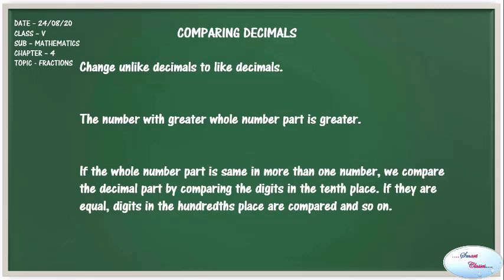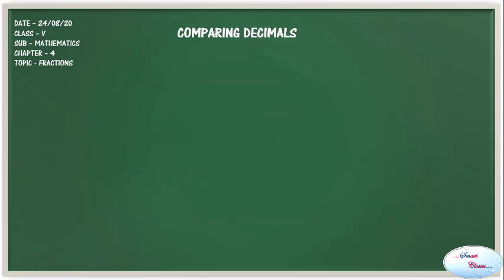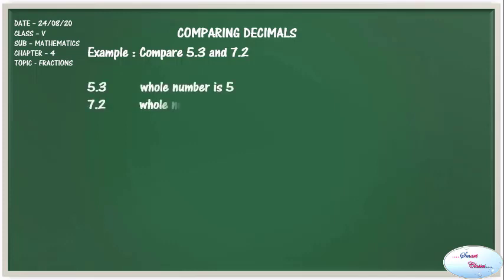For example, compare 5.3 and 7.2. In 5.3, the whole number is 5, while in 7.2, the whole number is 7. Here, it is very clear that 5 is less than 7, therefore 5.3 is less than 7.2.